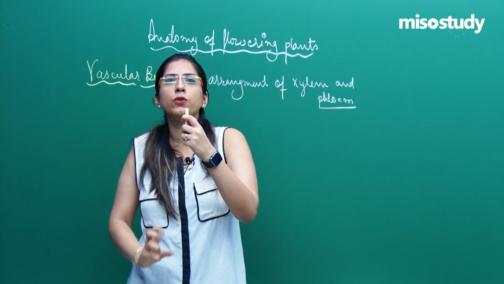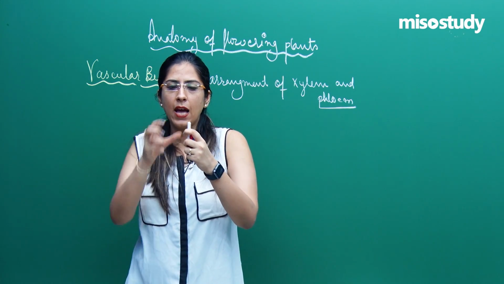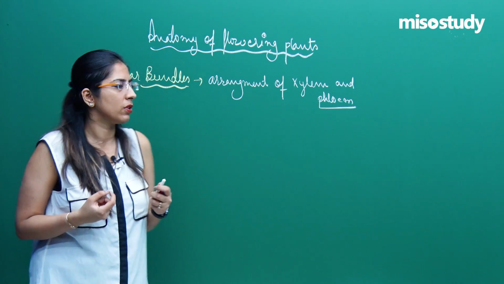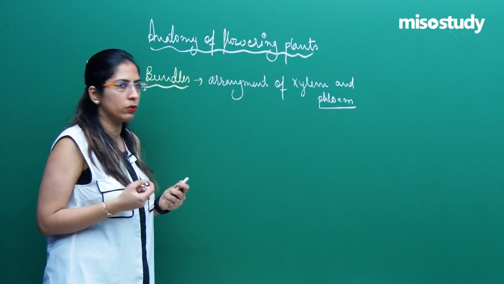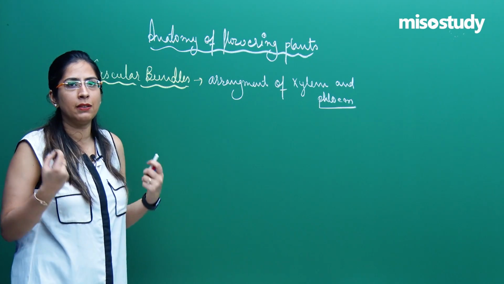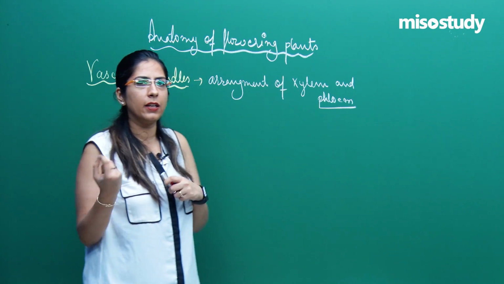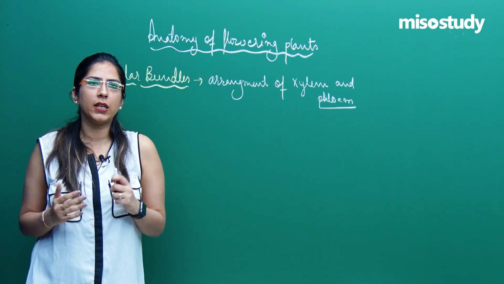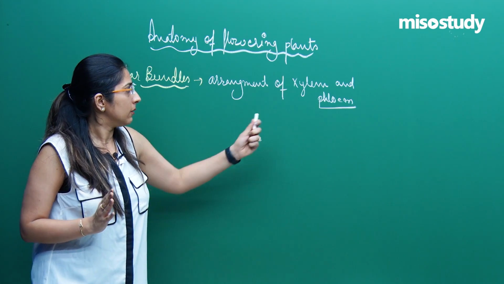Even they go to the roots also, because roots also need energy. And this transport occurs because of which material? Sucrose. The transport occurs in the form of sucrose. So this is a difference. In human beings, in our case, the transport occurs in the form of glucose, but in the case of plants, the transport occurs in the form of sucrose.